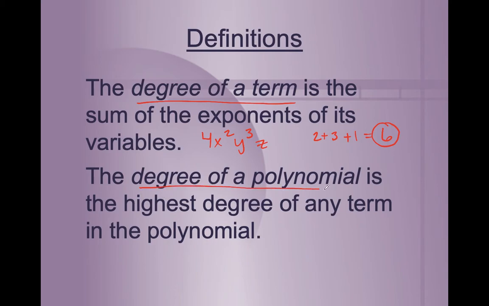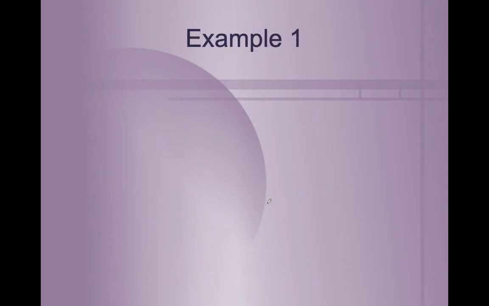The degree of a polynomial, though, is going to be based off of the highest degree of any of the terms in the polynomial. So if I have the same polynomial, the degree of this polynomial would be 3 because it's the highest degree of any term in this polynomial. So I've got x squared, y cubed, and z. Y has the highest exponent. So 3, that's going to be the degree of the polynomial.